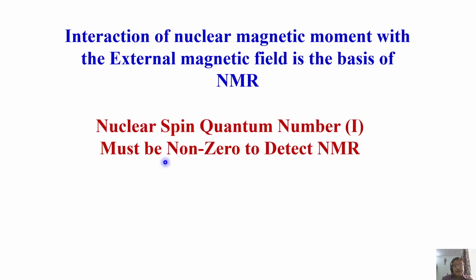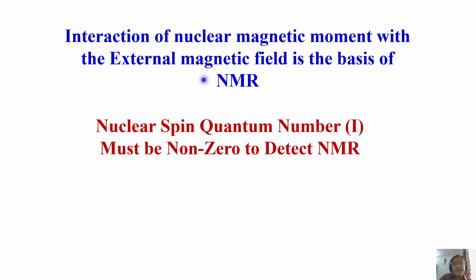Okay. So, the nuclear spin quantum number I must be non-zero to detect NMR. That's what we observed. We just now observed mu depends upon the magnetic quantum number m, which depends upon I. So I must be non-zero. We saw that when we calculated mu: mu is equal to gamma into root of I into I plus 1. When I is equal to 0, mu was 0. That's what I said. When I is 0, the magnetic moment is 0.